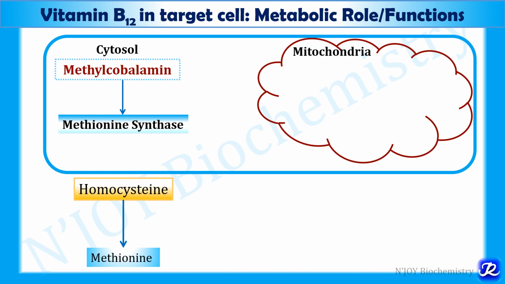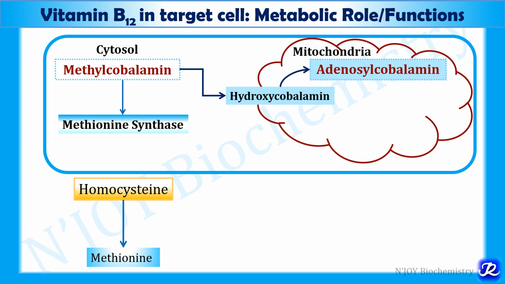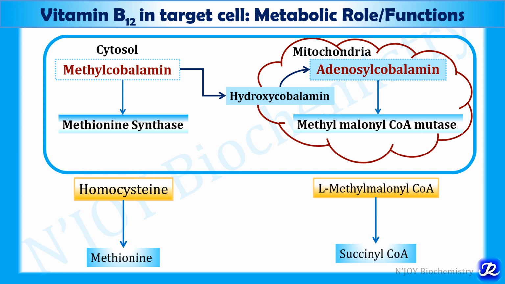And if it is required in the second reaction, that is by methylmalonyl-CoA mutase, then it is converted into hydroxyl cobalamin by a tetrahydrofolate dependent reaction, and then it is sent to the mitochondria where it is converted into adenosyl cobalamin, and it is used for the enzyme methylmalonyl-CoA mutase, which is required for formation of succinyl-CoA from methylmalonyl-CoA. And both these forms, methylcobalamin and adenosyl cobalamin, are interconvertible according to the cellular need.